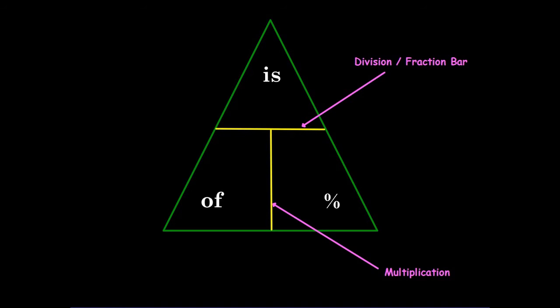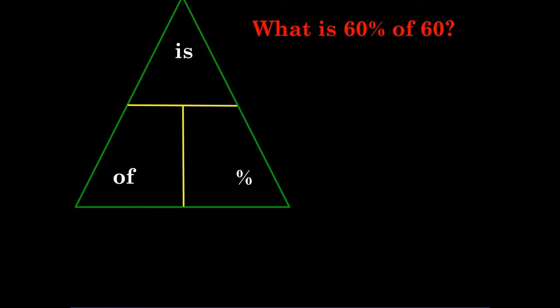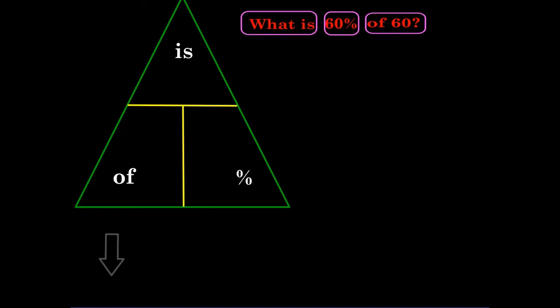All right, so what is 60% of 60? And I am going to show you how we break up the word problem and we put certain numbers in certain places on the triangle, and they help us know what to do. So here's the problem. I'm able to move stuff. On yours, you just need to write it into the appropriate place on the triangle.